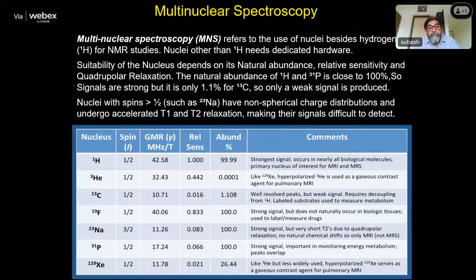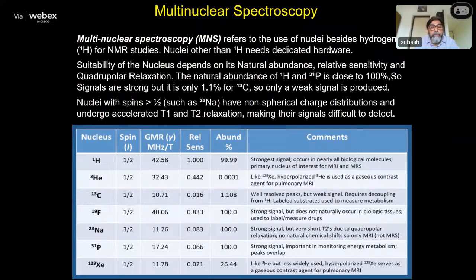Then phosphorus-31 has a 17.24 megahertz per Tesla gyromagnetic ratio, and it has 100% natural abundance, and of course sensitivity is again much lower than hydrogen, but you get enough signal from phosphorus compounds, and it is important in monitoring energy metabolism. And here also peaks overlap each other, but most of the important metabolites you can still look at and quantify.